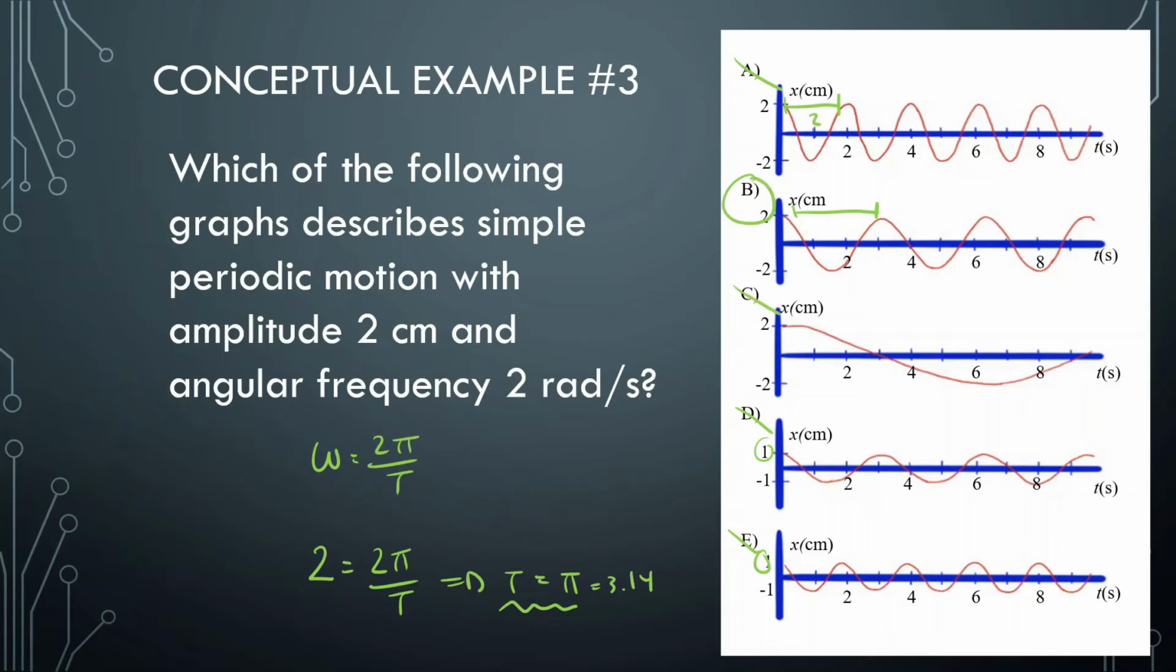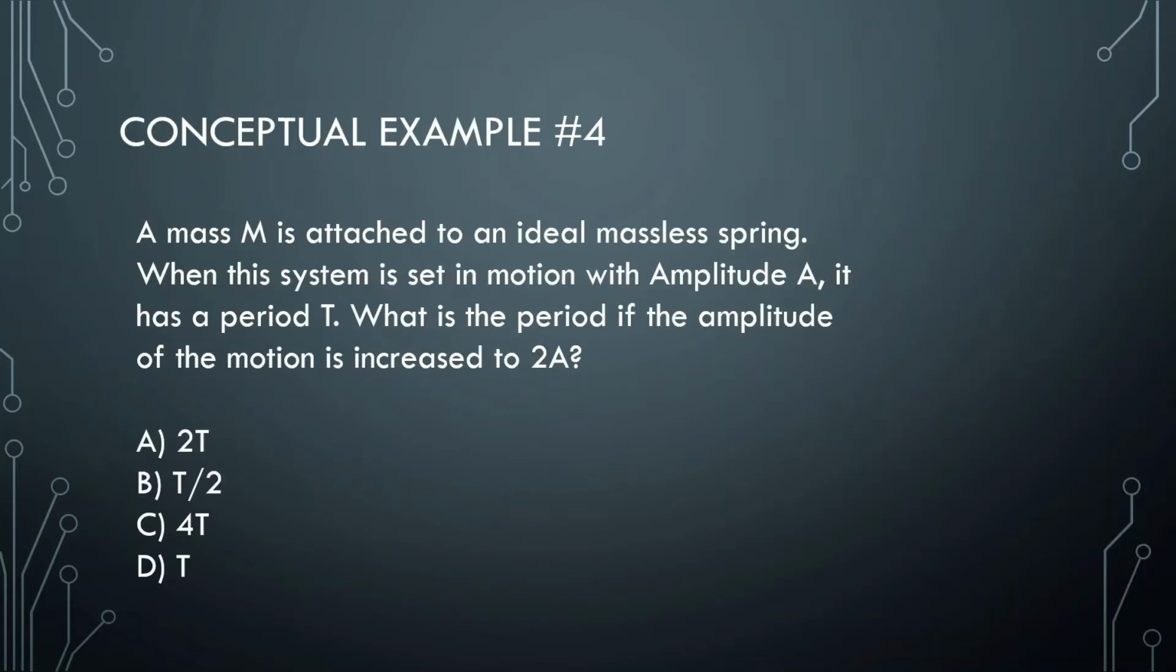Okay? Let's move on. Example number 4. A mass m is attached to an ideal massless spring. When this system is set in motion with amplitude A, it has a period T. What is the period if the amplitude of the motion is increased to 2A?